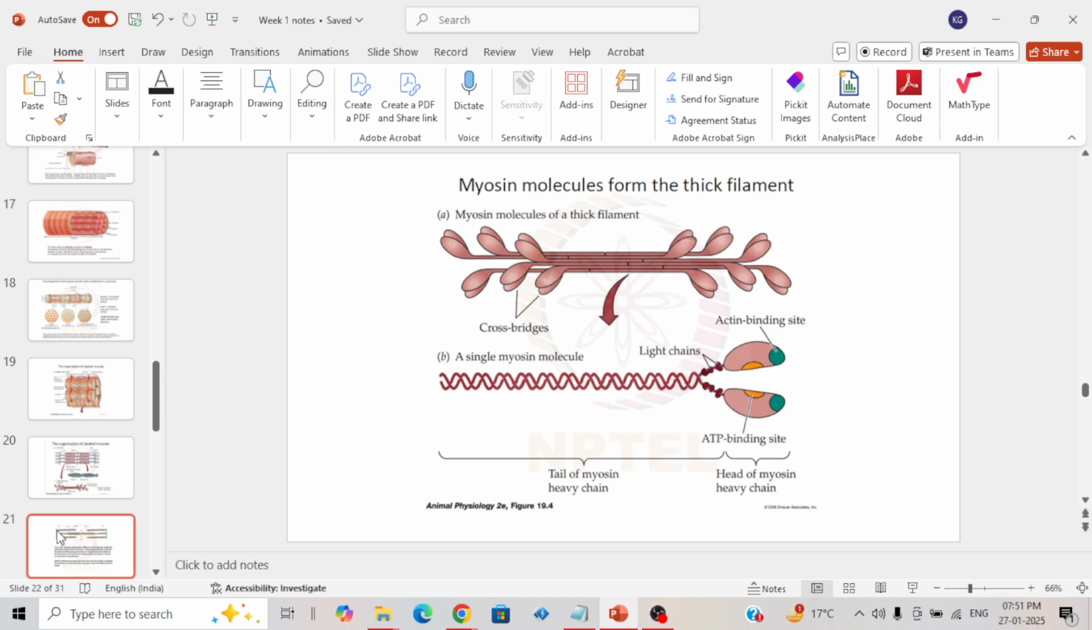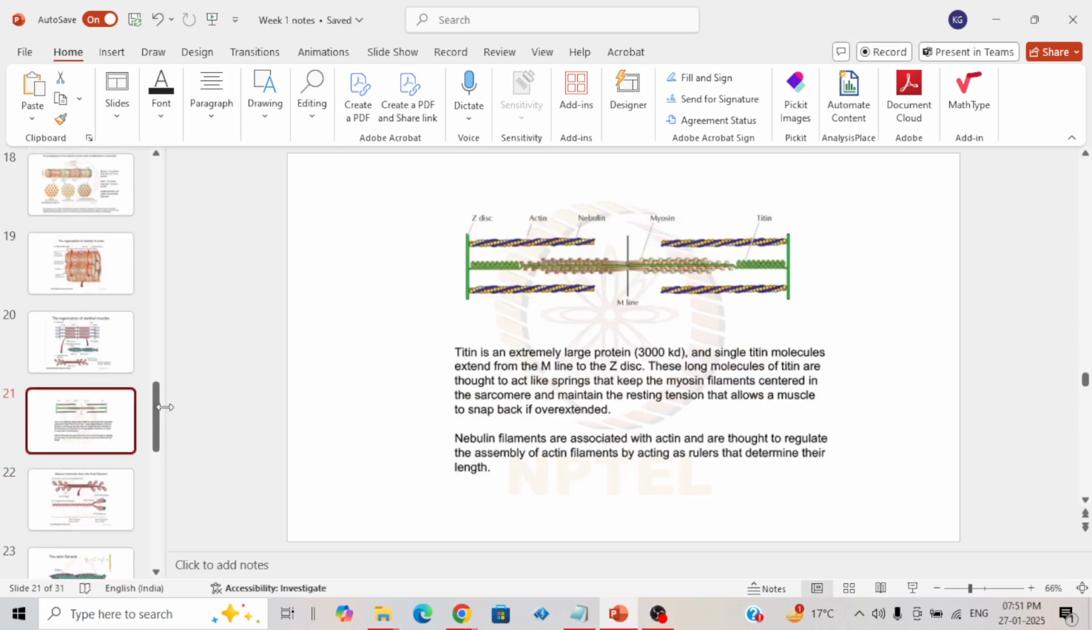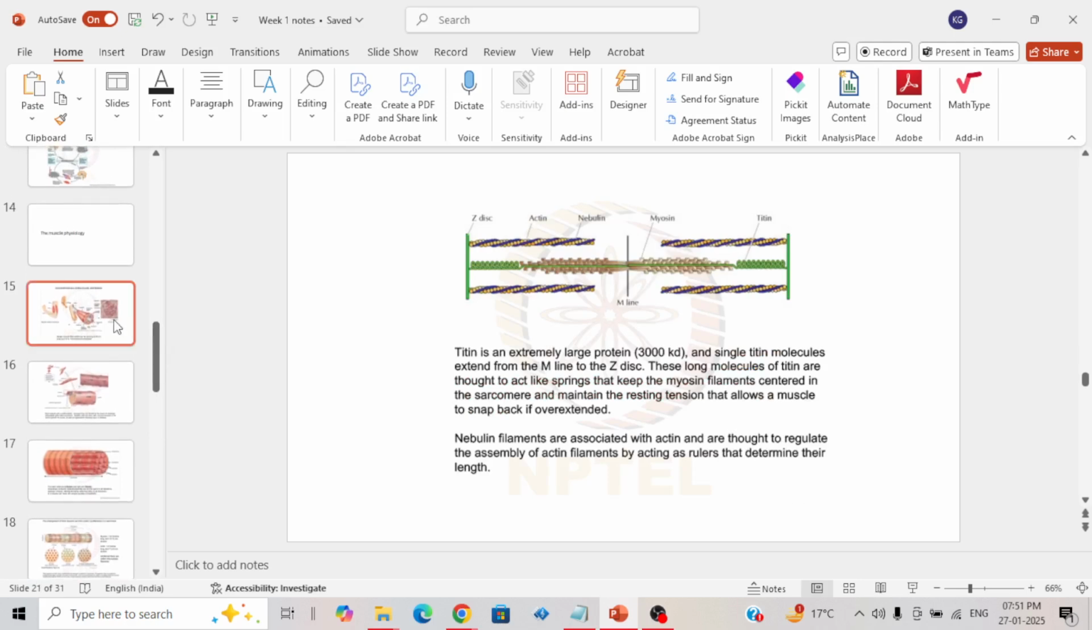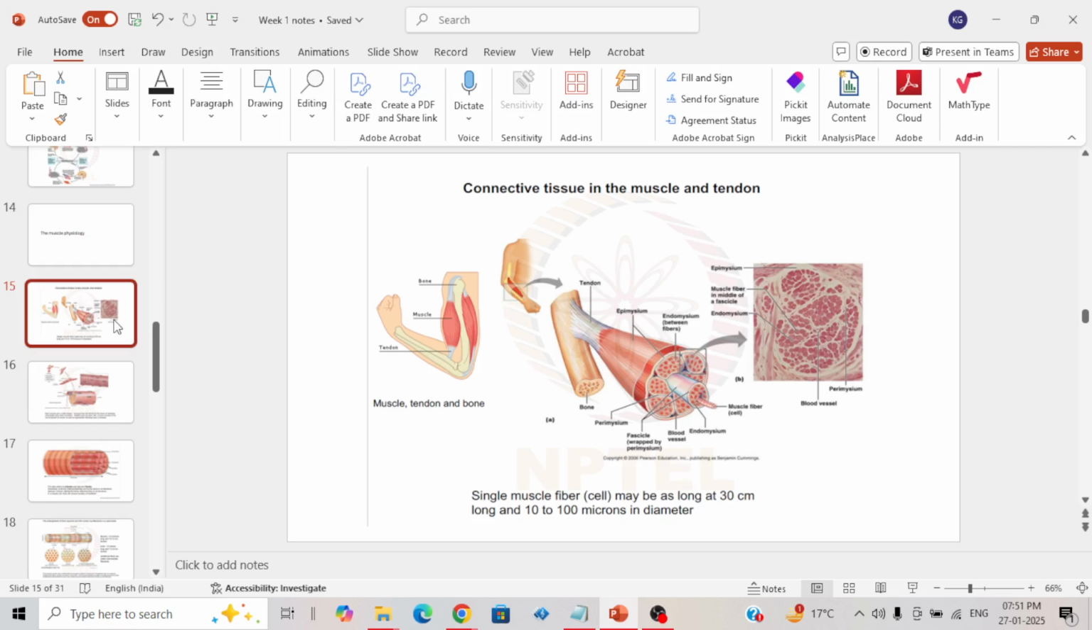Just keep in mind the function of different proteins involved and also the location of different proteins, because it is very important when solving a question. Also, there are blood supplies present in the muscle cells. Otherwise muscle cells को nutrients कैसे मिलेंगे, है ना? So blood supply is also there in the muscle cells.